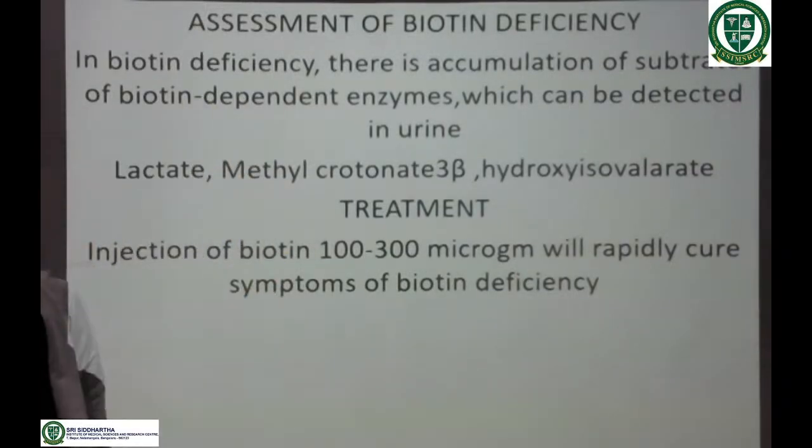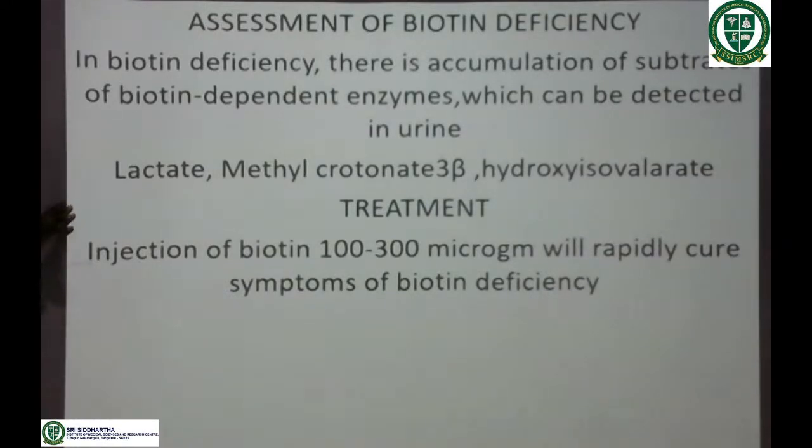Due to biotin deficiency, the four important carboxylation reactions will not take place, so there will be accumulation of those products, leading to their excretion. So these are the diagnostic features. Treatment: if there is any severe deficiency of biotin, biotin tablet supplementation is given. Or else, in severe biotin deficiency, injection of biotin around 100 to 300 microgram will rapidly cure the symptoms of biotin deficiency.